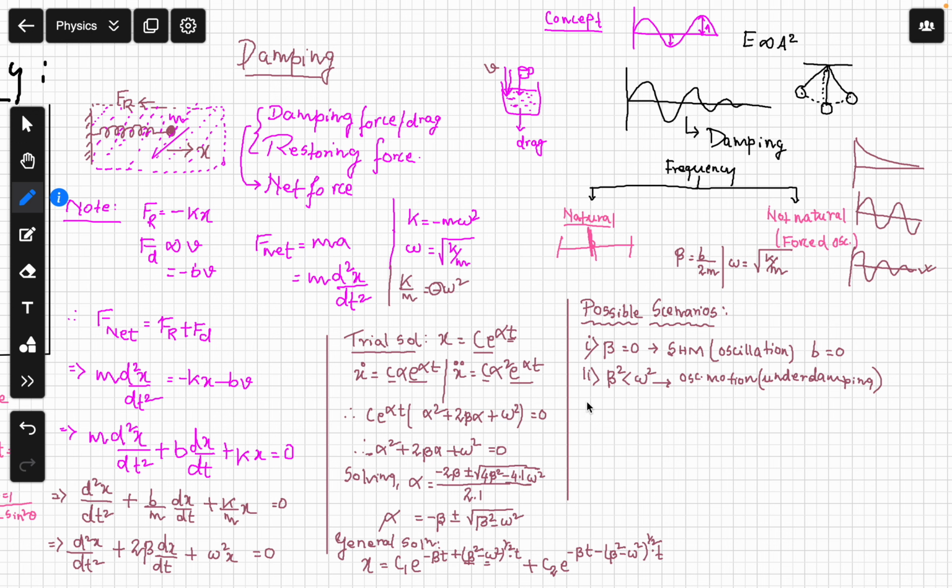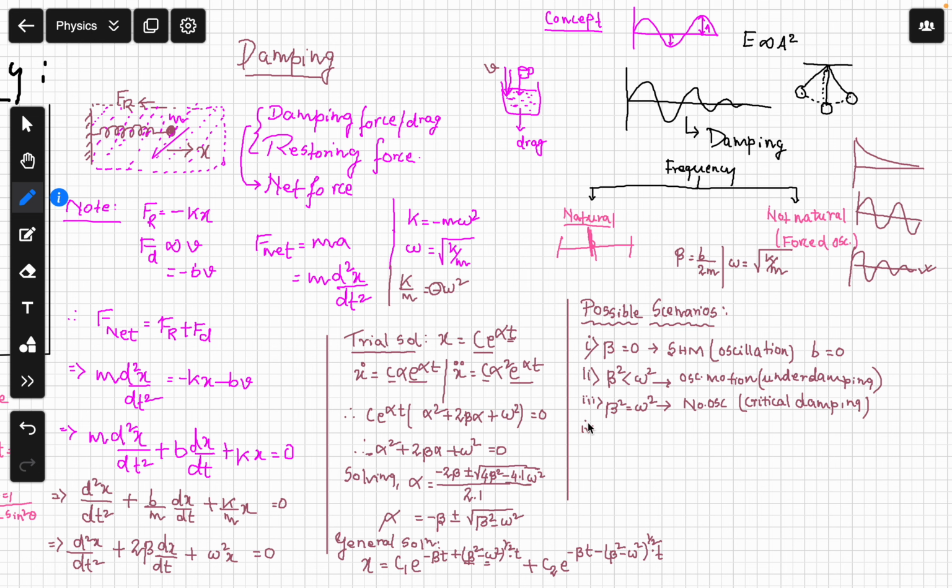Okay, the third condition is, obviously I think you can guess it from here, beta square is equal to omega square. Both may be equal as well. That means whatever is the restoring force, equivalent is the damping force. Okay, if this happens, then you can guess there would be no oscillation. No oscillation means we simply say it is critical damping. Critical damping is which divides the underdamping and overdamping. Okay, critical damping.